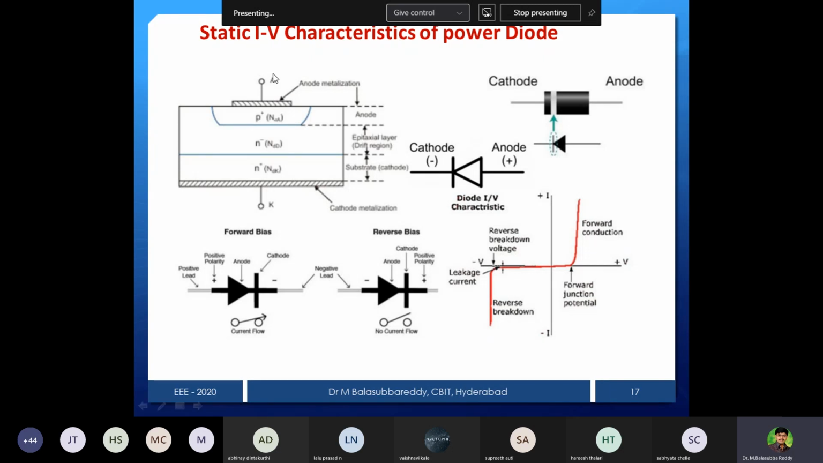Normally you can see that P plus and N plus layers will be there. In between we make use of an N minus layer, or drift region. Now you can see the symbol. What is the symbol?